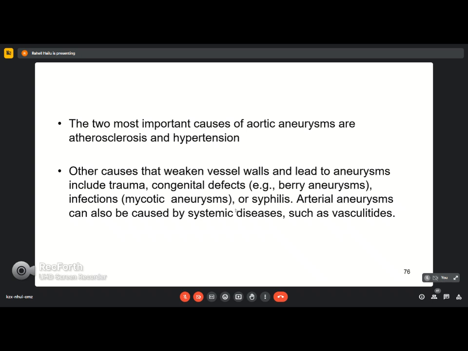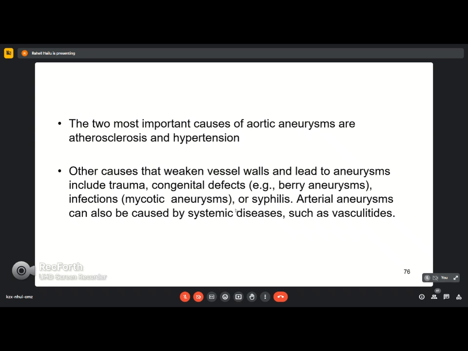Berry aneurysms are basically saccular aneurysms that you usually see in the brain. They can be congenital and they can also be acquired. They can follow hypertension or atherosclerosis. We call them berry mostly for their morphologic description. Infections cause what are called mycotic aneurysms. It can be due to bacteria, virus, or fungal infection.